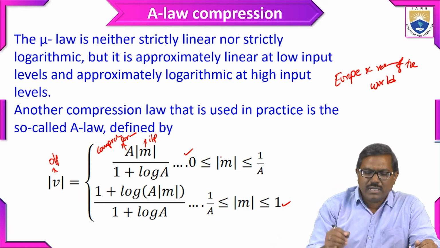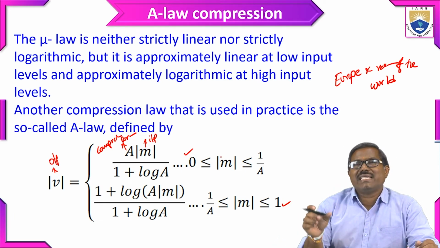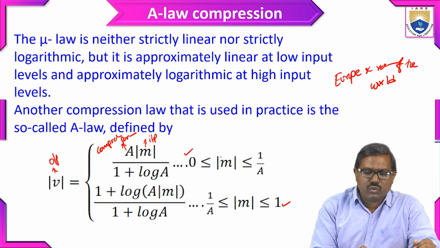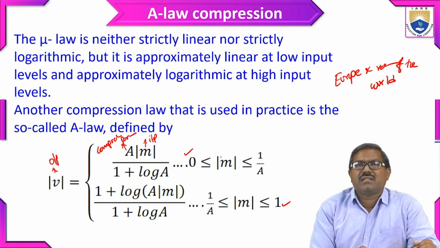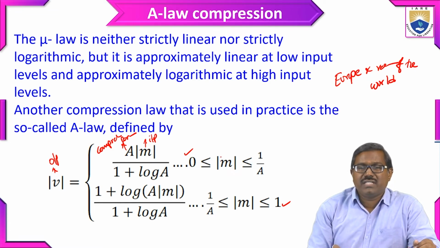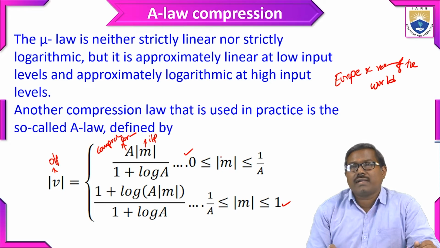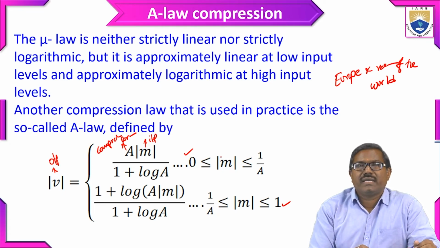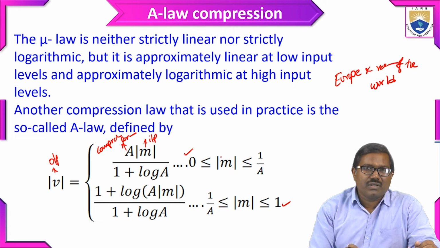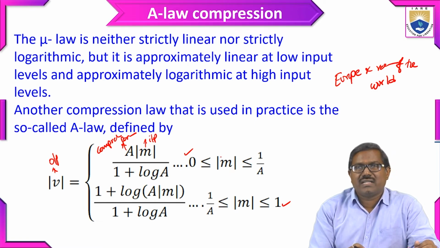Here M is the input. If my input lies in the first region, we can take the first formula, that is A mod M divided by 1 plus log A. But if my value lies between 1 by A and 1, here we can take 1 plus log of A mod M divided by 1 plus log A. So this is the A-law.